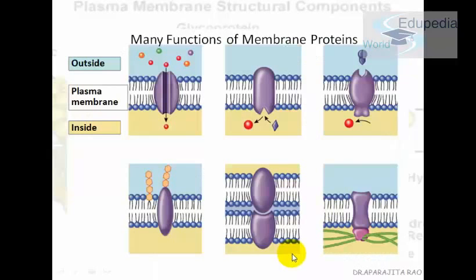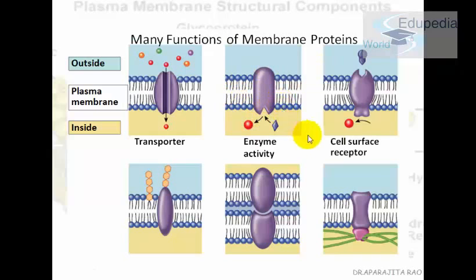So these are the functions of proteins. First is the transporter protein. That is, there is this channel, and the molecule will enter from here and go inside the cell. This is the enzymatic activity: the enzyme will attach to the protein and the membrane will start doing its function.